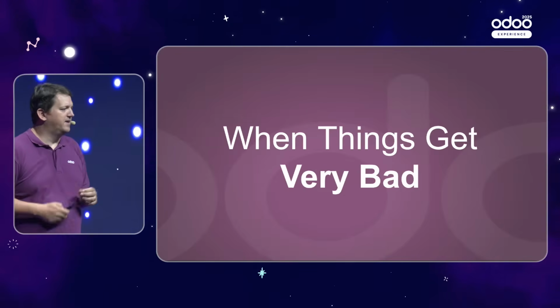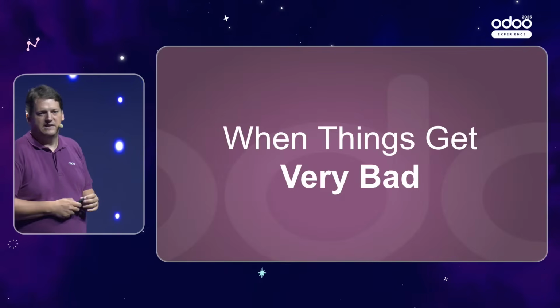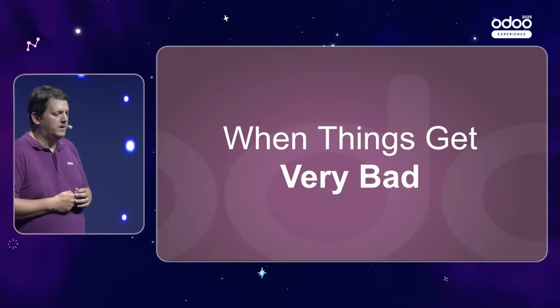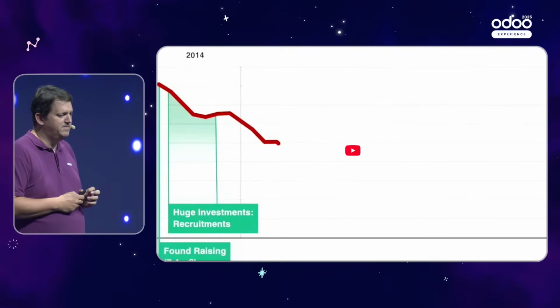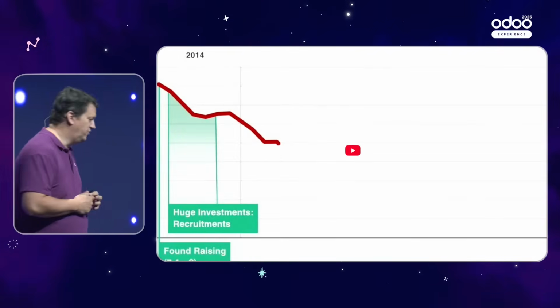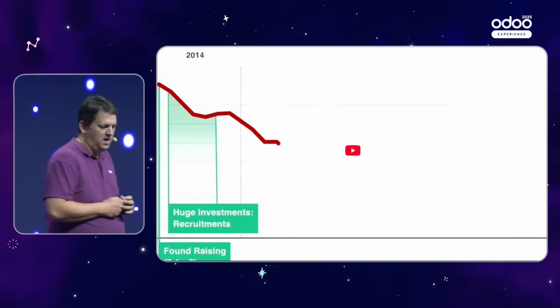So what do you do when things get bad? Because it happens, it's normal, at least if you are a fast-growing company. What you should do, but first, let me show you the situation of Odoo in 2014.